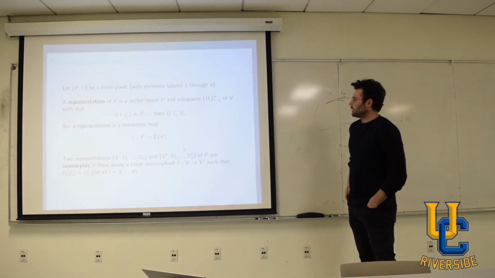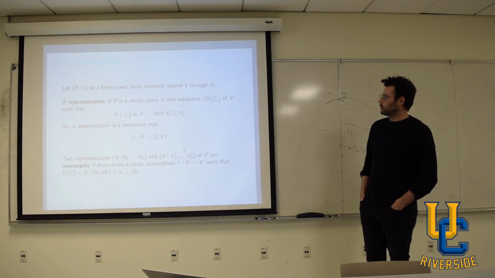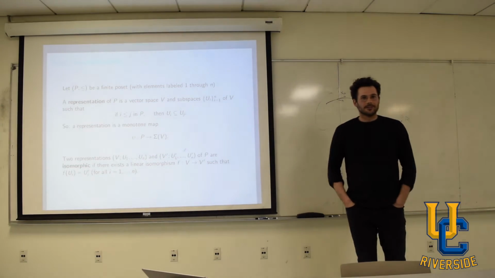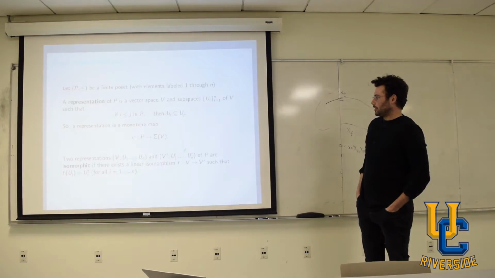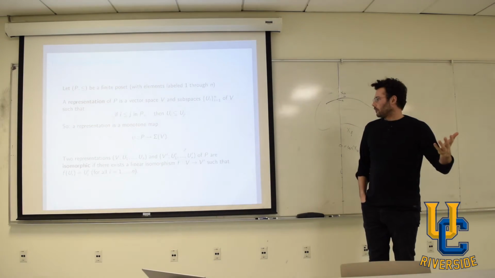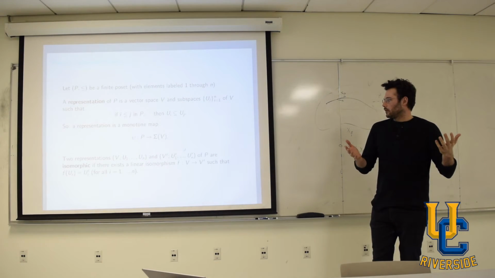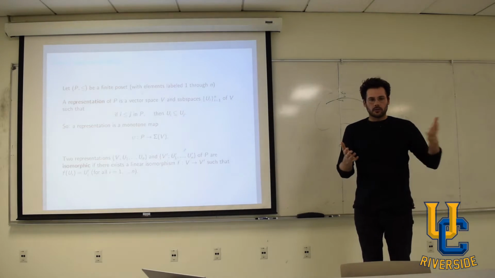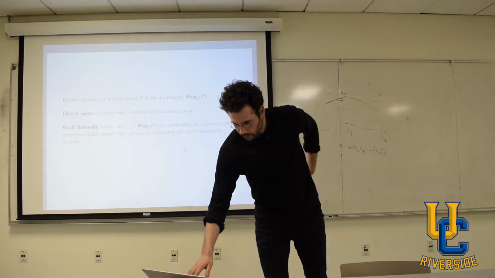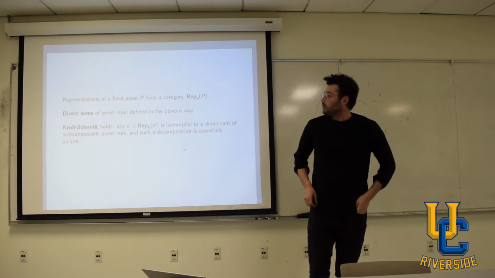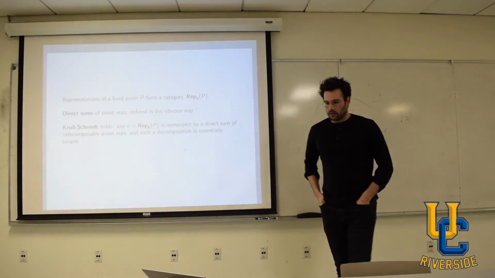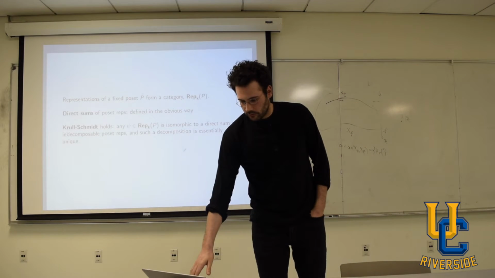So another way of saying that is that it's a monotone map from the poset to the poset of the subspaces of V. So I guess everyone's thinking functor. And the notion of isomorphism that we want for such representations: if we have a representation in V and one in V prime, then we want a map from V to V prime, which maps each of the subspaces to the corresponding one. Okay, and such representations for a fixed P form a category. Direct sums are defined in the obvious way, and we have Krull-Schmidt.